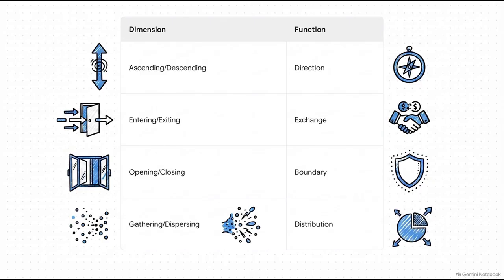You've got ascending and descending, which dictate the direction of movement, entering and exiting, which manage the exchange with the outside world, opening and closing, which handle boundary regulation, and finally, gathering and dispersing, which manage the concentration and distribution of resources. But remember our ground rule from earlier, these are absolutely not 4 different types of qi. They are just 4 dimensions of observing the exact same operating system in motion.